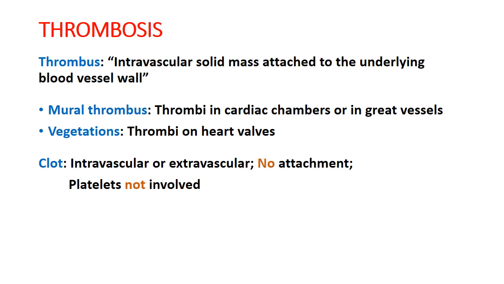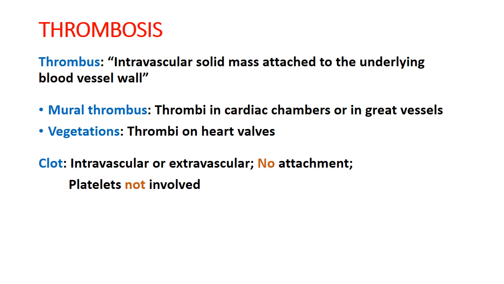And we have different types of thrombi based upon their location. If thrombi are localized to the cardiac chambers or to the great vessels like the aorta, you call them mural thrombi. And if there are thrombi formed on the heart valves, we call them vegetations. And then there is a different term which is known as clot.